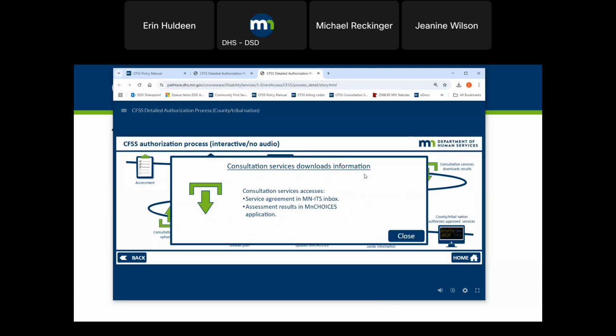So next, the consultation services provider is going to receive a service agreement, and then they're going to access the person's assessment results in MinChoices.